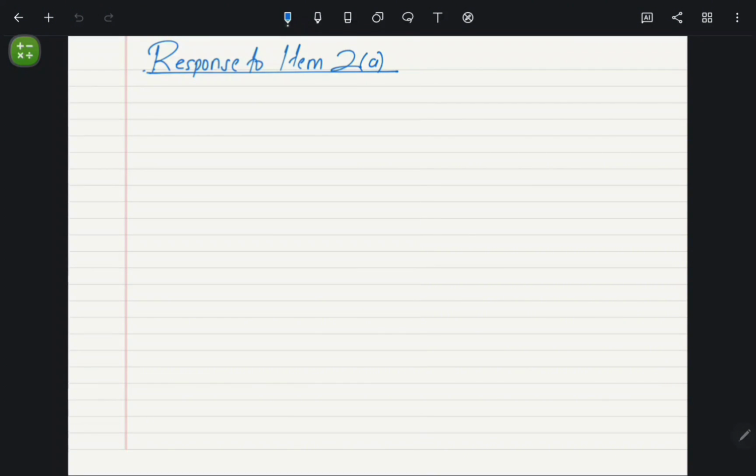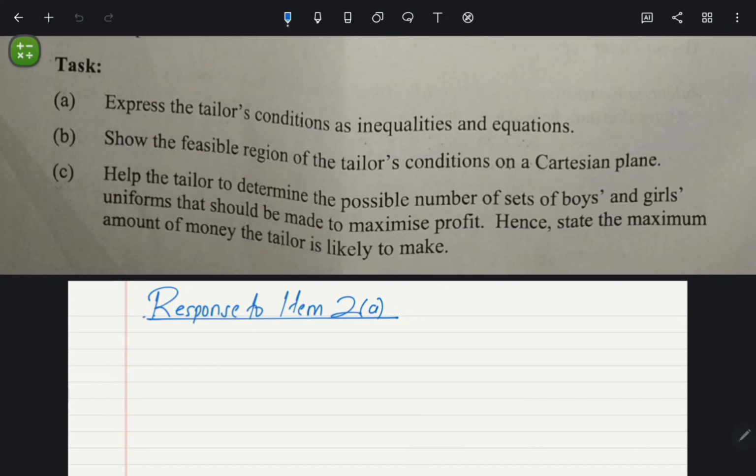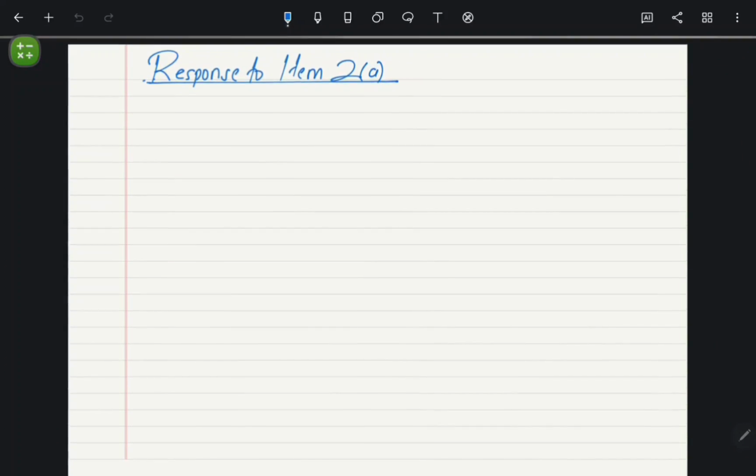Now part A was requiring us to do what? What was part A requiring us to do? Let us check and we see. Part A was telling us to express the tailor's conditions as inequalities and equations. But in order for us to express the tailor's conditions as inequalities and equations, we need to have variables. So what are we going to do? We are going to define the variables for the sets of uniform for girls and the sets of uniform for boys. So that is the first thing that we are going to do right now.